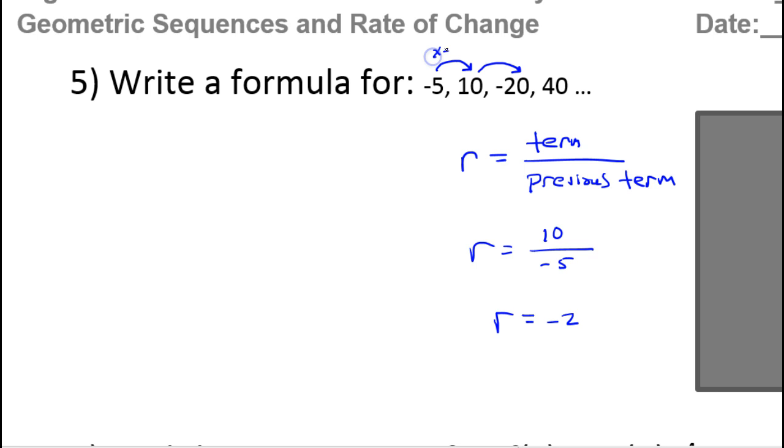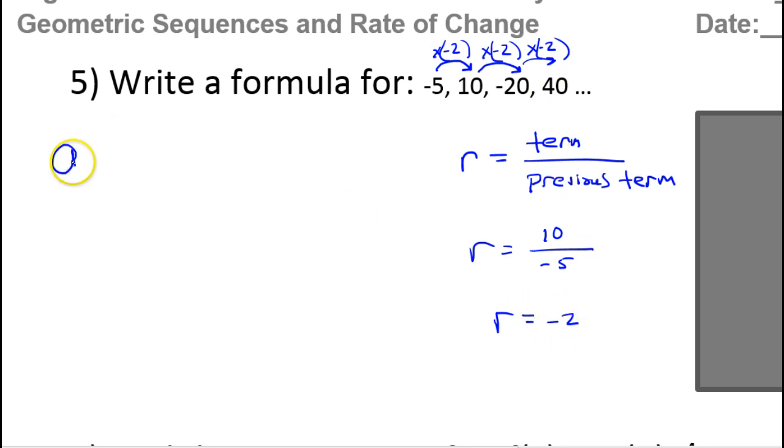Now we can test that out. Imagine if we multiply by negative 2 over and over again. This looks like x minus 2, but I'm doing times negative 2. All right, negative 5 times negative 2 is 10. 10 times negative 2 is negative 20. Negative 20 times negative 2 is positive 40. So this is the common ratio.